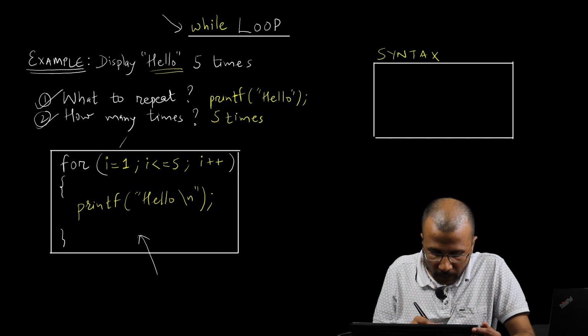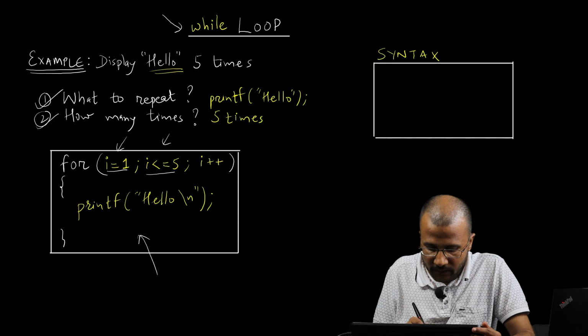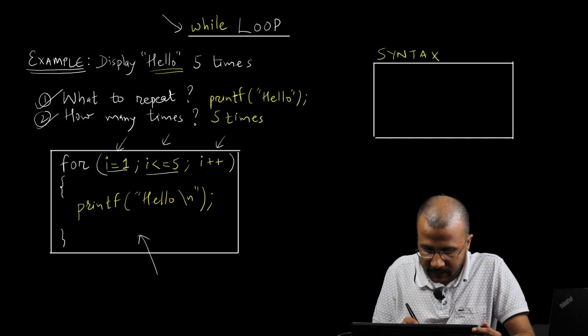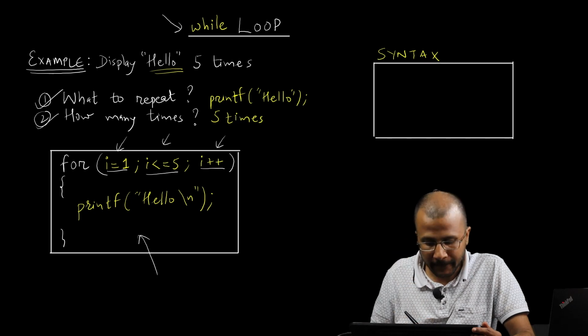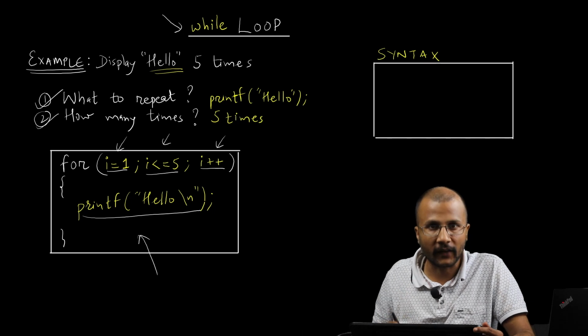In this for loop, i equals 1 is the initialization, i less than or equal to 5 is the condition that will control our loop, and i++ is the statement that will update our variable i, and printf hello is the statement that will be repeated 5 times.